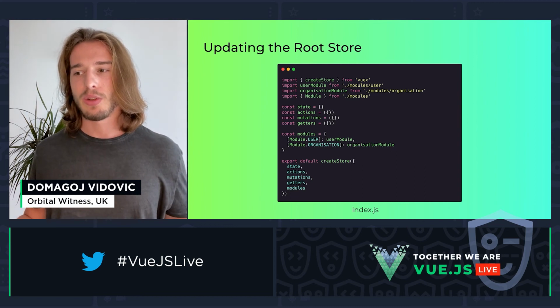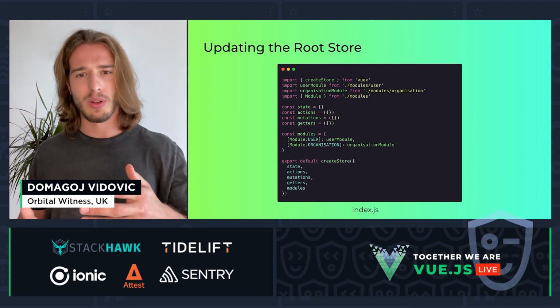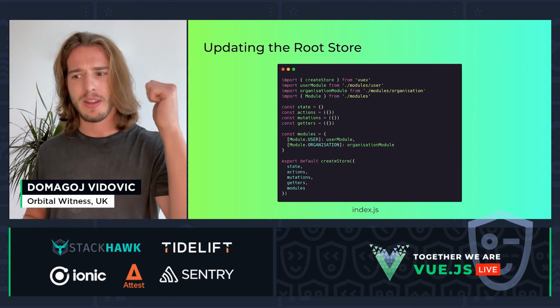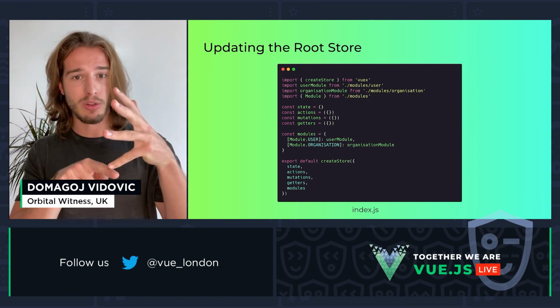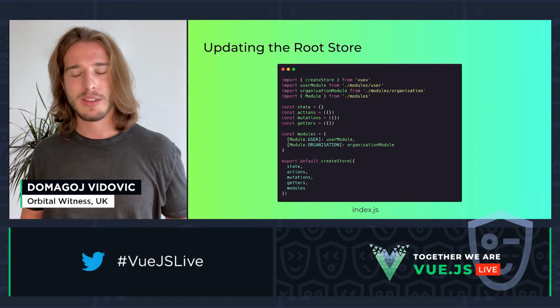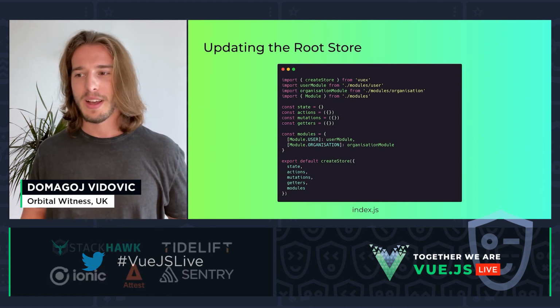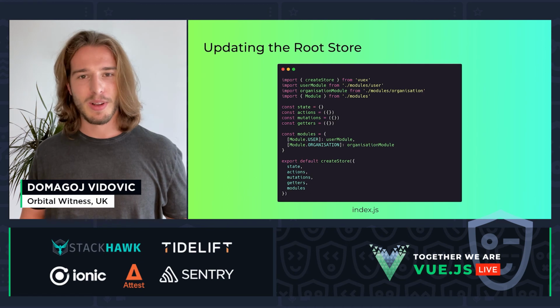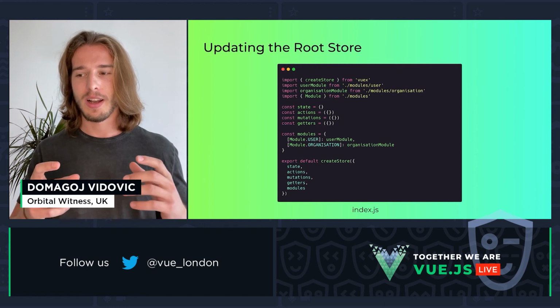Finally, we need to use createStore from Vuex. We need to export default an object with state, actions, mutations, getters, the global ones, and modules. And that's it. We have it now. We have that clean, scalable, and flexible architecture of the store for your massive app. Let's take a look at it.